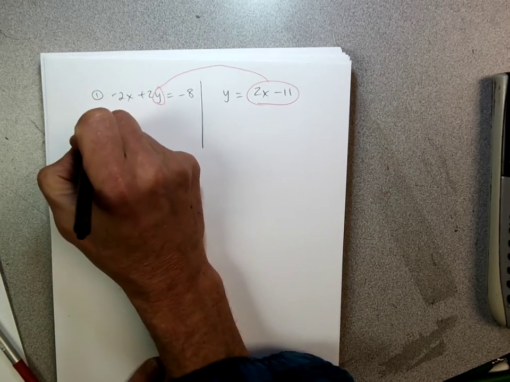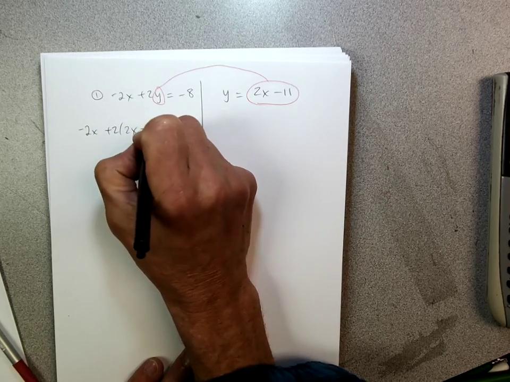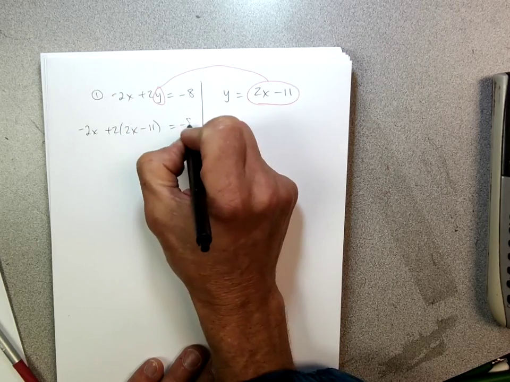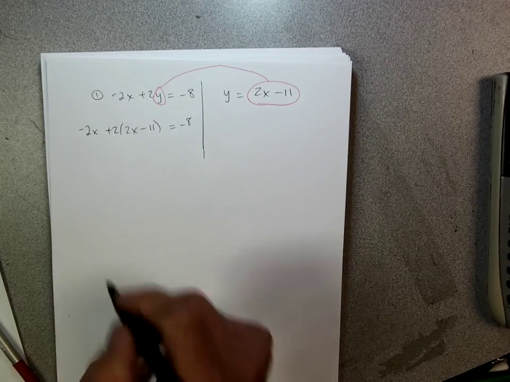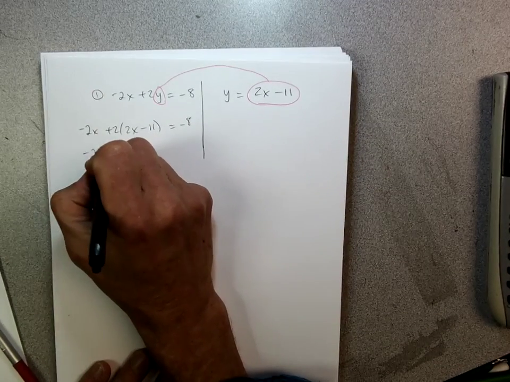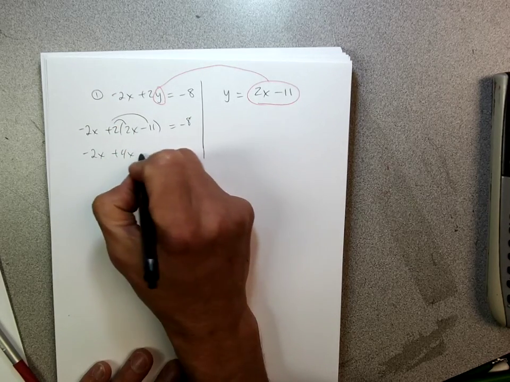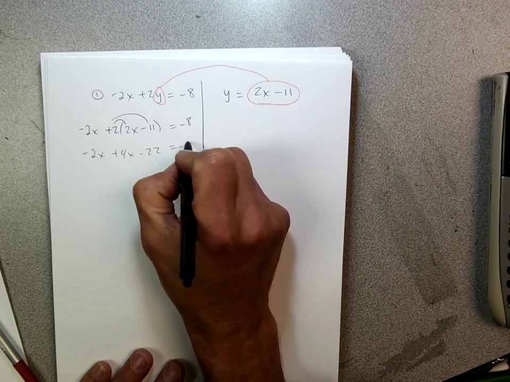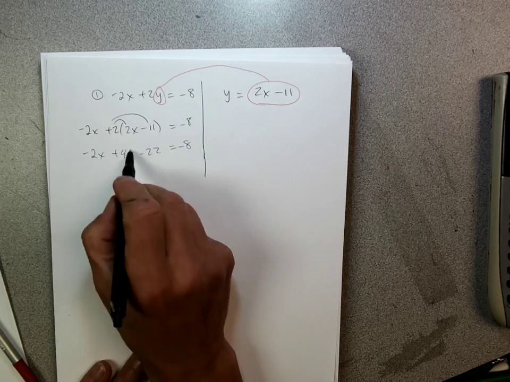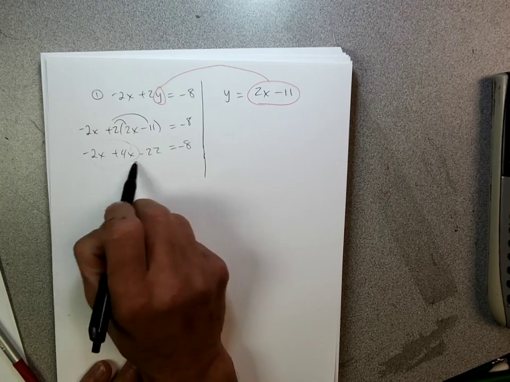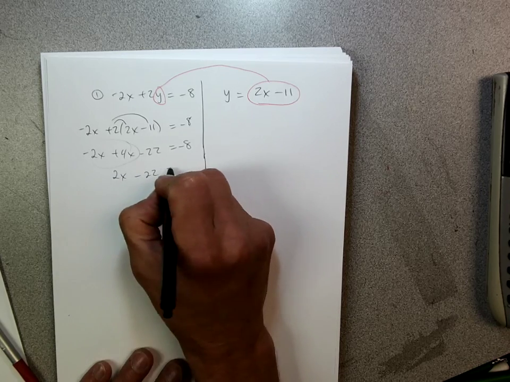So I'll rewrite this as negative 2x plus 2 times my 2x minus 11 equals negative 8. Now, the entire problem's in terms of x, right? So I'll go negative 2x, and I'll distribute. I'll get plus a 4x minus 22 equals negative 8. Combine my x's. Negative 2x and a 4x makes a 2x minus 22 equals negative 8.